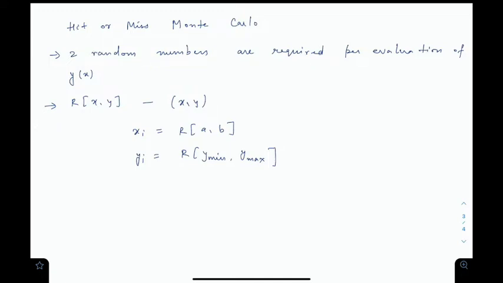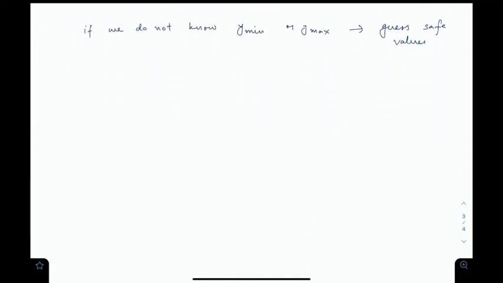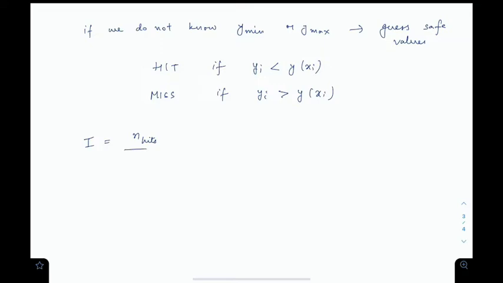Now, if we do not know y min and y max, then we must guess safe values. And the generated point is called a hit if yi is less than y of xi. It's called a miss if it's the other way around. Then an estimate of the integral is given by the fraction of points which are hits. So I equals number of hits in n times b minus a times y max minus y min.